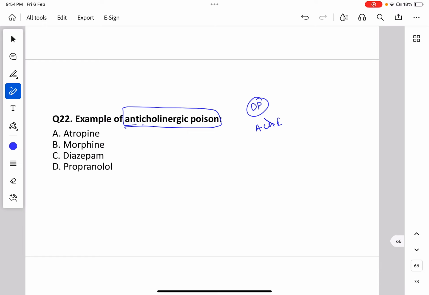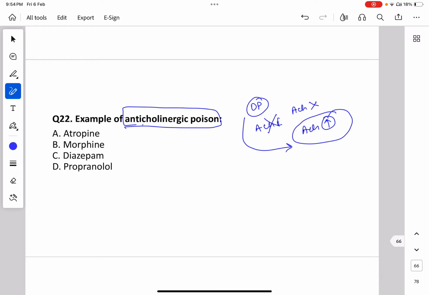Acetylcholinesterase enzyme is getting blocked, so breaking down of acetylcholine is not happening. So what is increasing? Acetylcholine levels are increasing. Now this is acetylcholine. So anticholinergic means something which is acting against acetylcholine. Acetylcholine was increasing in OP poisoning. The final outcome of OP poisoning was increased acetylcholine levels.